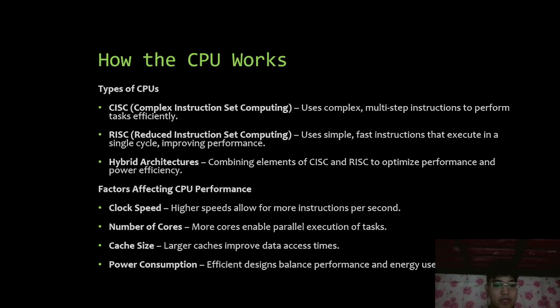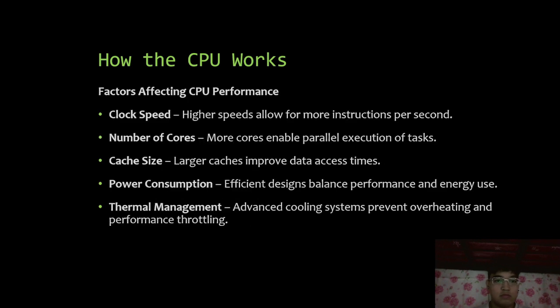Next po is factors affecting CPU performance. Clock speed. Higher speed allows for more instruction per second. Number of cores. More cores enable parallel execution of tasks. Cache size. Larger cache improve data access times. Power consumption. Efficient designs balance performance and energy use.